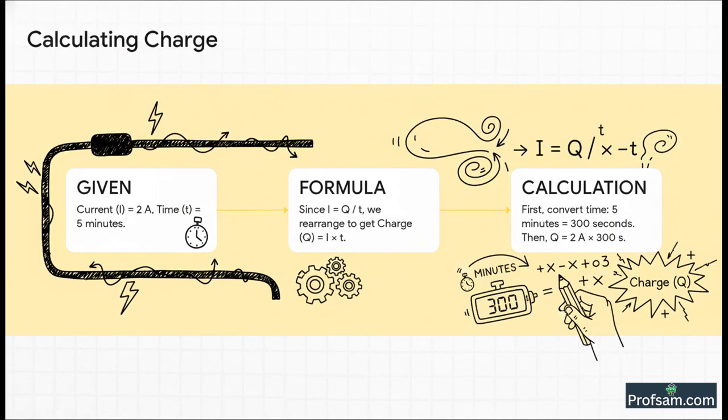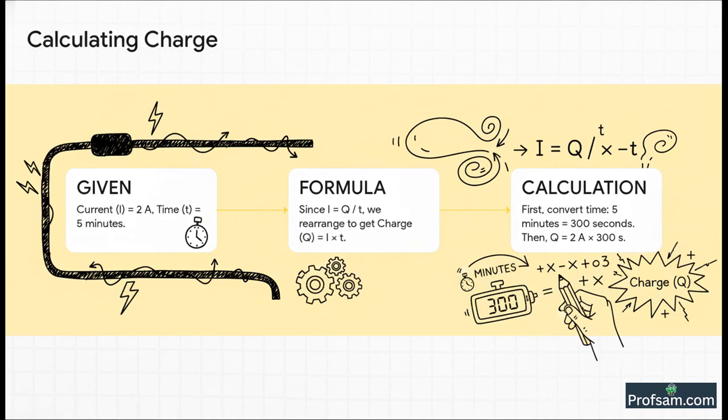A wire has a steady current of 2 amperes flowing for 5 minutes. We need to find the total charge that has passed through it. Well, we know our formula is I equals Q by T, so we just rearrange it a bit. Charge Q will be equal to I multiplied by T.